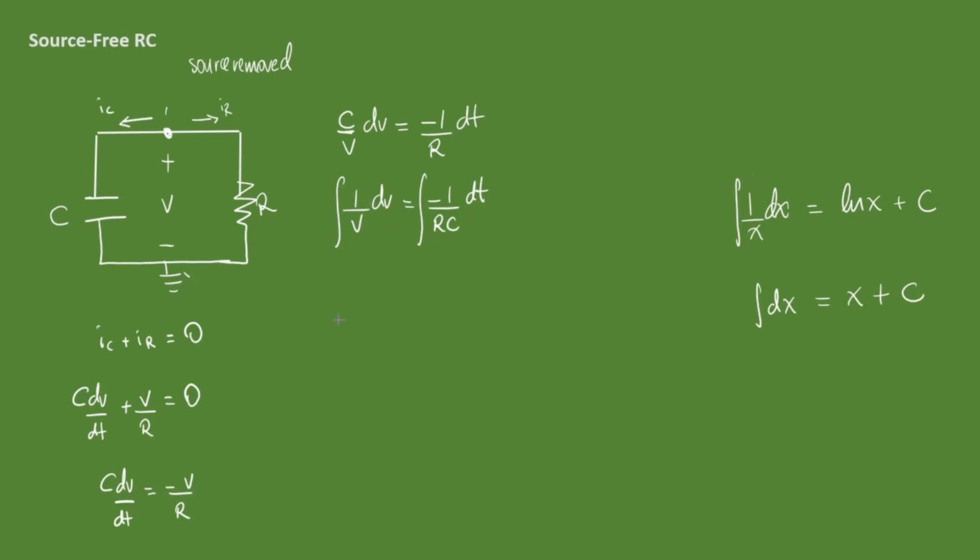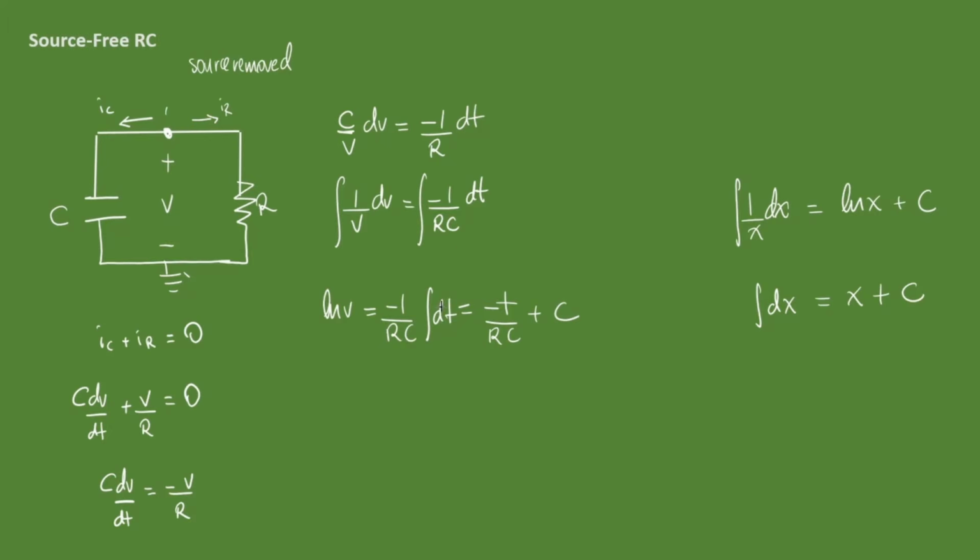The left hand side is going to equal ln V. And that's going to equal, because this is a constant, minus 1 over RC. These have no terms that relate with t, so we might as well bring it out of the integral. That gives us the same thing we wrote here. So that's minus t over RC plus c.